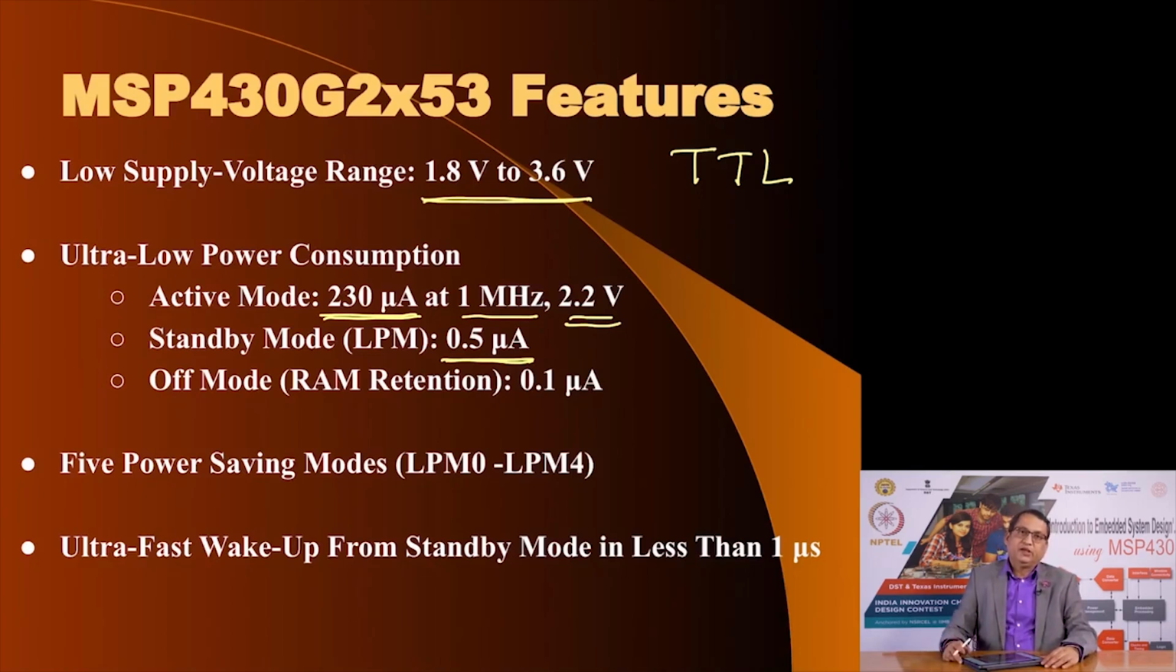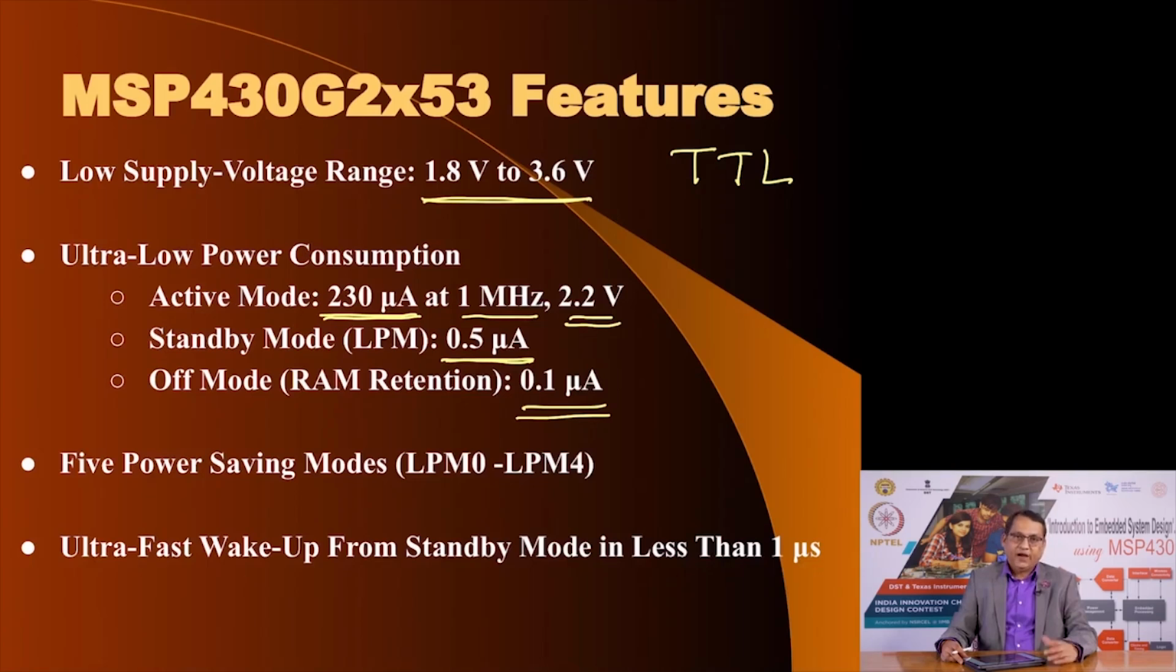If you want to turn the internal operations off and just retain the contents of the RAM, then the power consumption will go down to 100 nanoamperes, that is 0.1 microampere, that is a really low current.